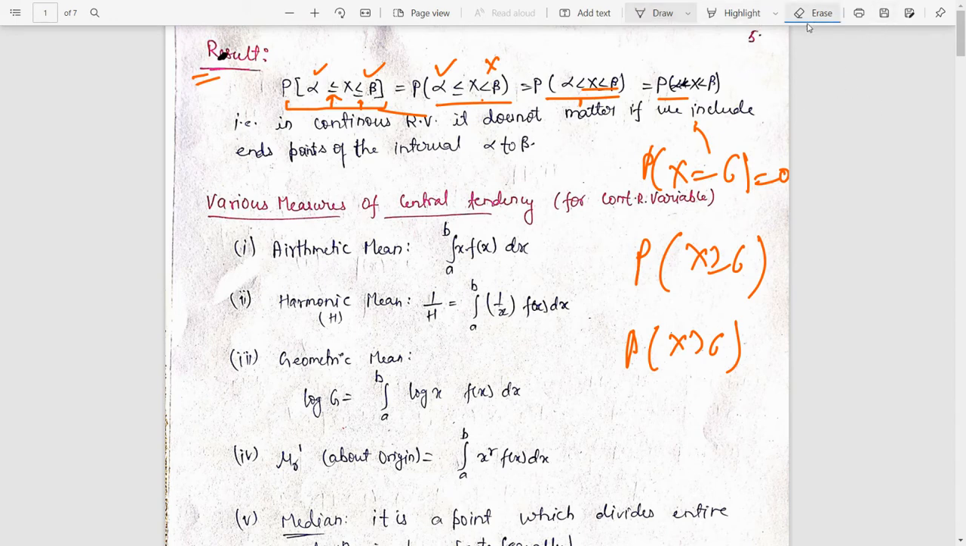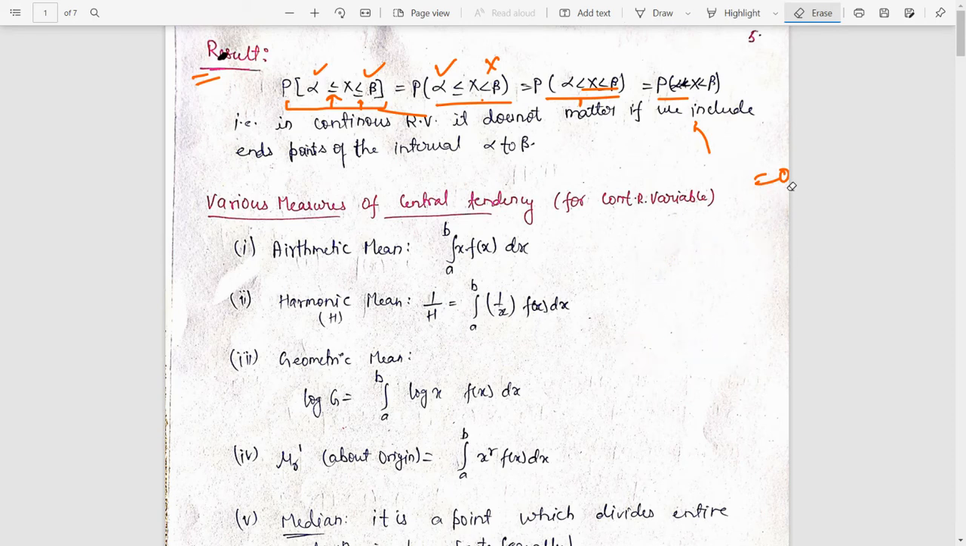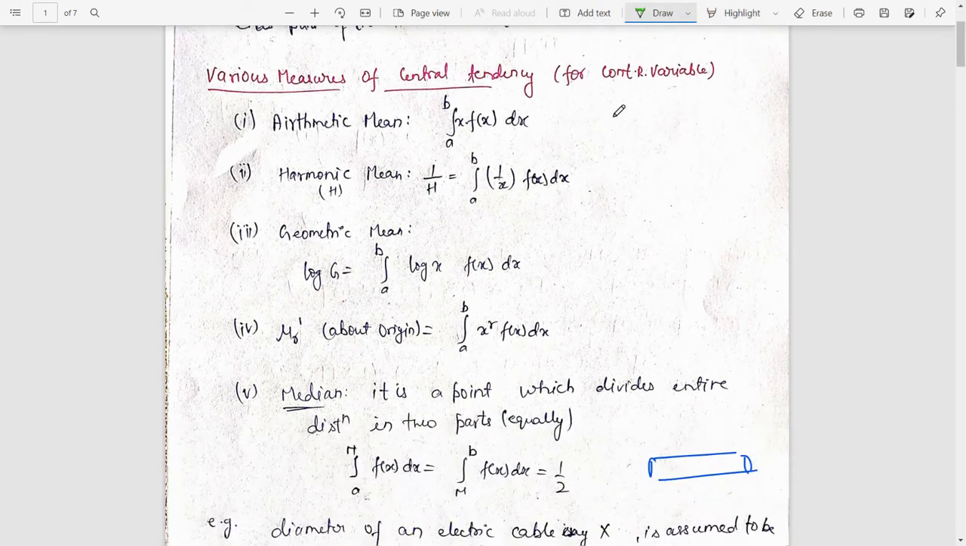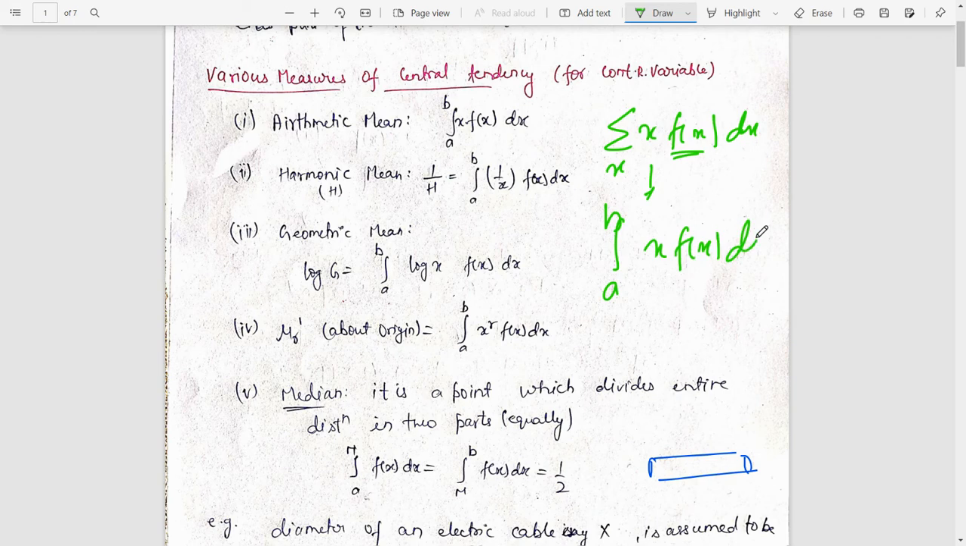Okay. The next part that I want to discuss is some measures of central tendency. This is not very important, but obviously you should know it, because sometimes it may be asked of you. The first thing is the arithmetic mean. Like in a discrete random variable, the arithmetic mean was sigma x into f(x). We just do it for all the x that we have in f(x). But in the case of a continuous random variable, we replace the summation sigma by the integral sign. So integral a to b of x into f(x) dx. This is your arithmetic mean.